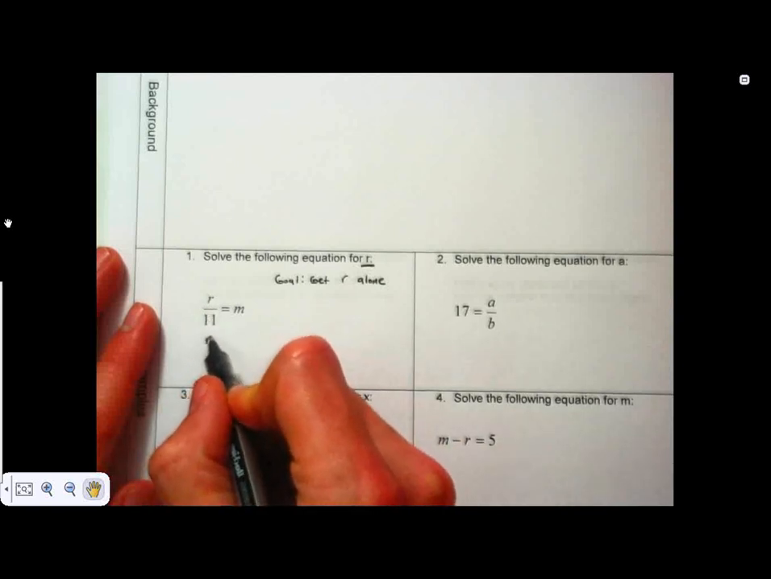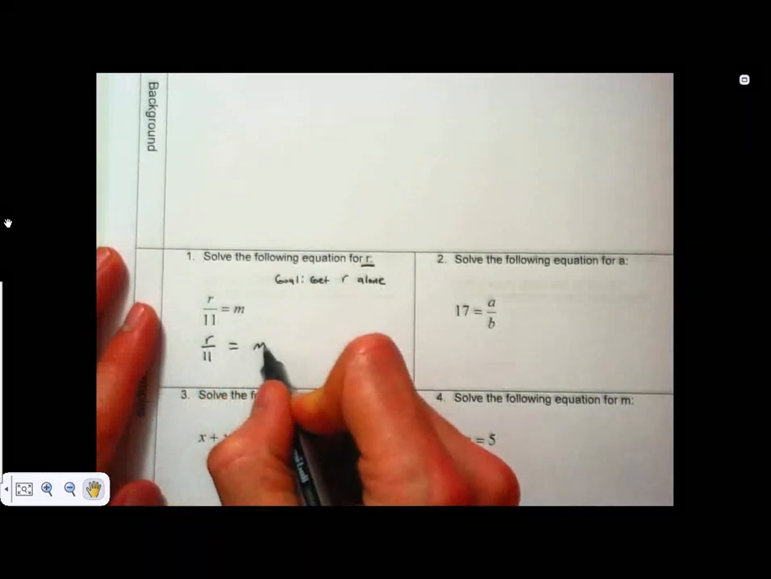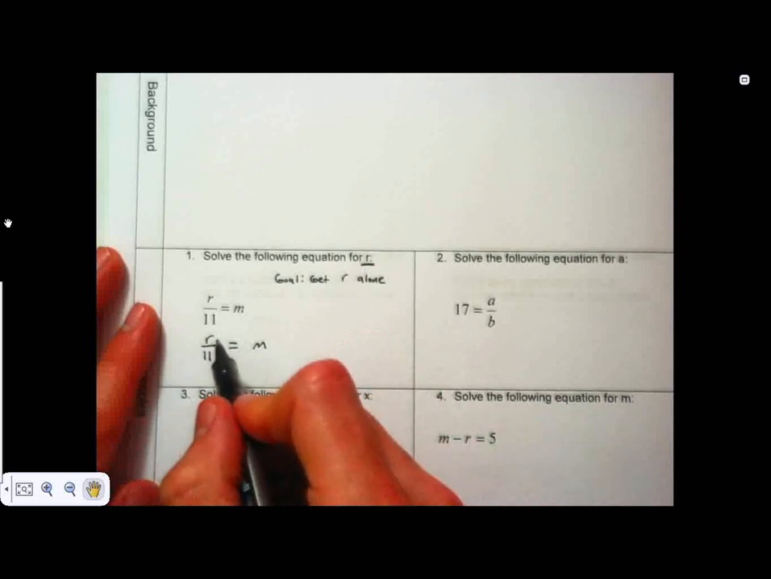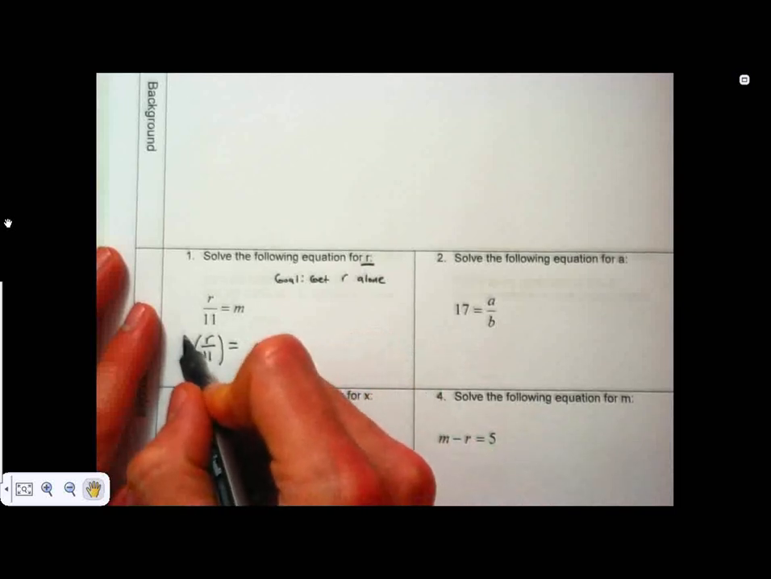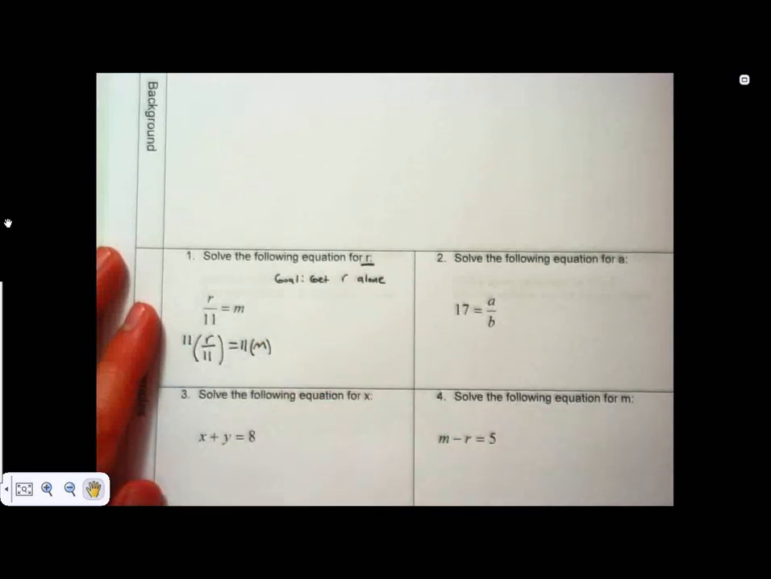Well, right now, in order to get r alone, I have to get rid of this 11. The 11, its function is that r is being divided by 11. So in order to cancel it out, I need to undo this division. To undo division, I'm going to use multiplication. So I've got r over 11 equals m. And again, to undo division, I have to multiply both sides by 11. Whatever I do to one side, I have to do to the other.